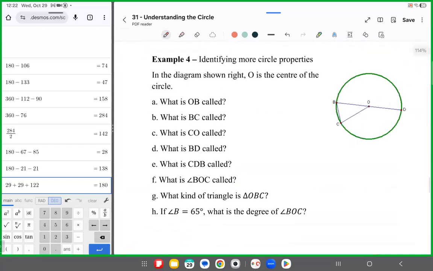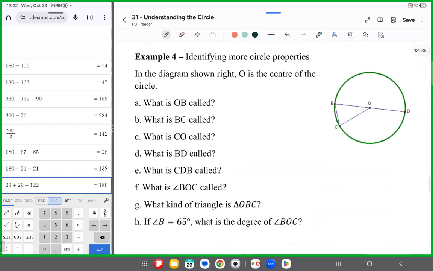Okay, we're going to identify some more properties of circles. This is a support question I took from the textbook that seems like it'd be a good one to go through. In the diagram shown, O is the center of this particular circle, and we just have to label what these are called. So what would O to B be called? Well, OB appears to be some kind of radius, so we'll just call it a radius.